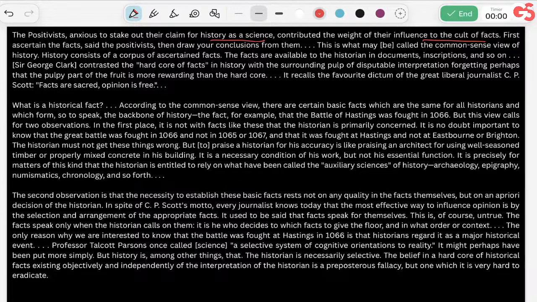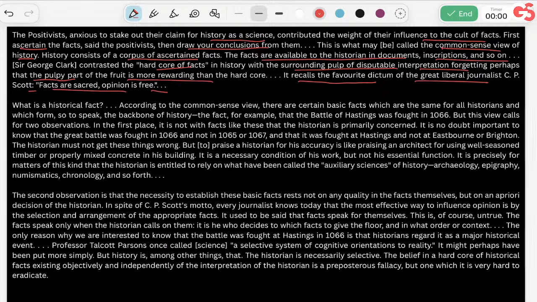First, ascertain the facts, says the positivist, then draw your conclusions from them. This is what may be called the common sense view of history. History consists of a corpus of ascertained facts. The facts are available to the historian in documents, inscriptions, and so on. So George Clark contrasted the hardcore of facts in history with the surrounding pulp of disputable interpretation, forgetting that perhaps the pulpy part of the fruit is more rewarding than the hardcore. Okay. It recalls the favorite dictum of the great liberal journalist C.P. Scott: facts are sacred, opinion is free.